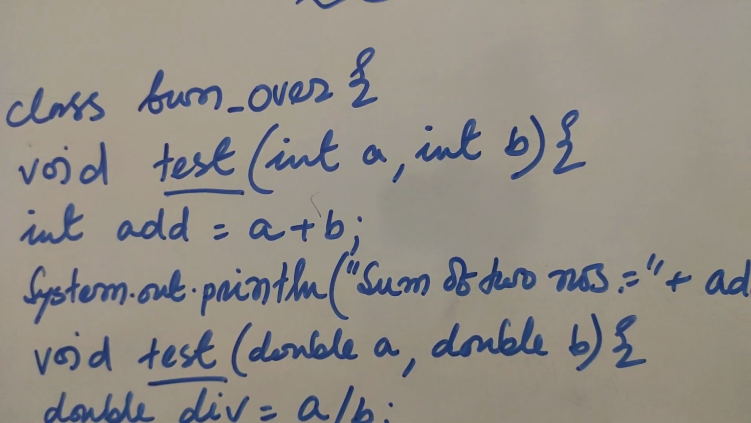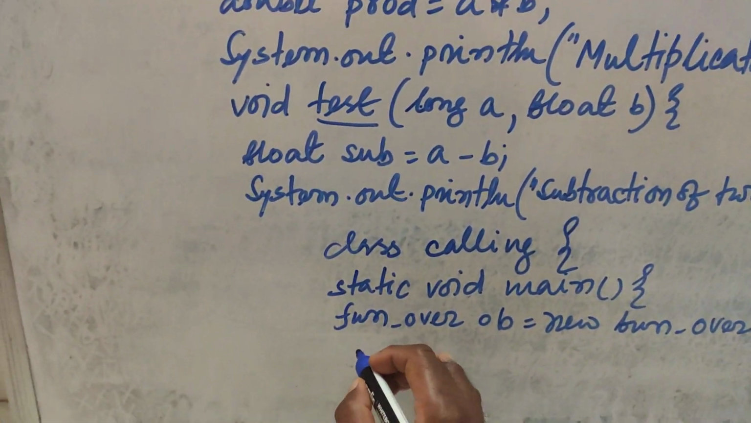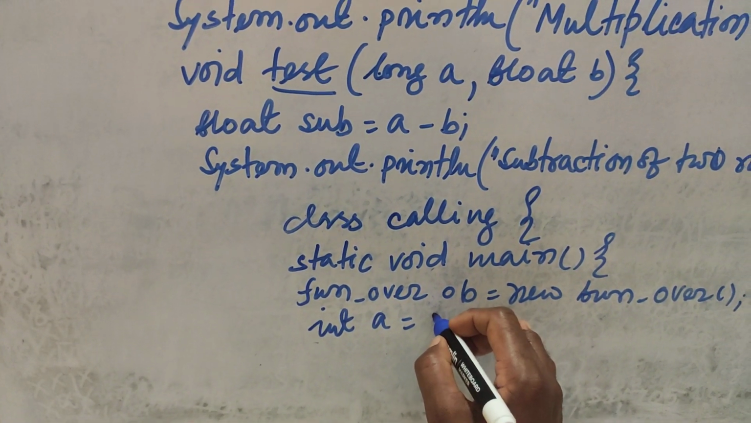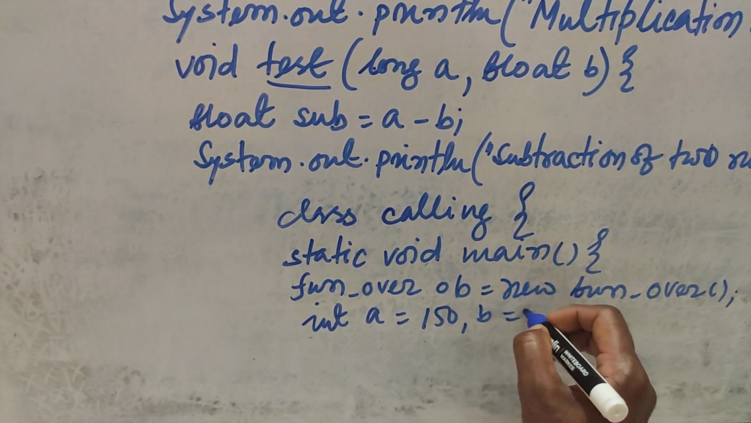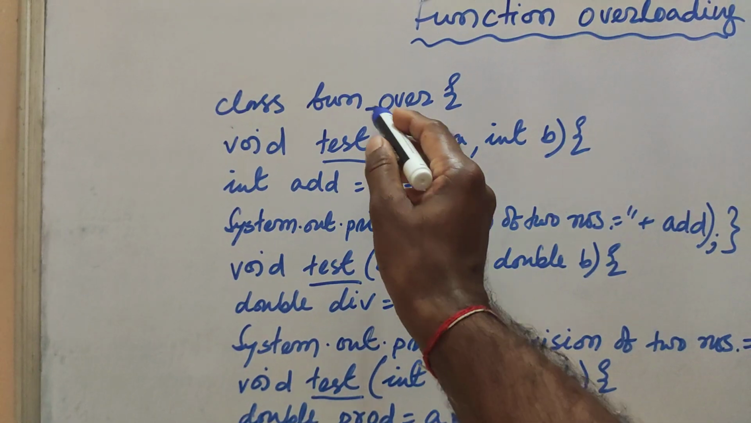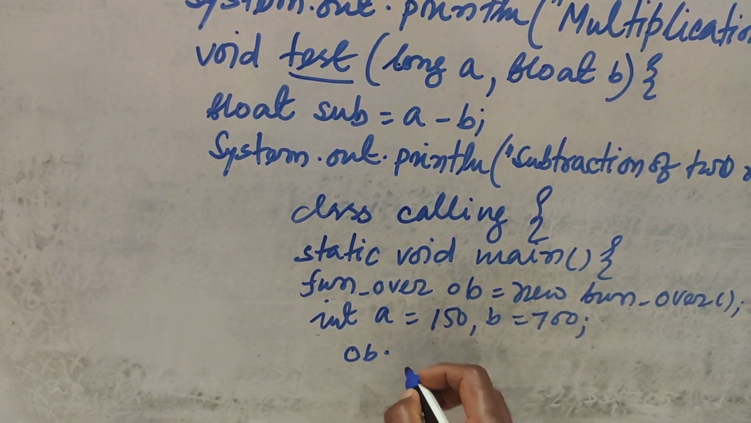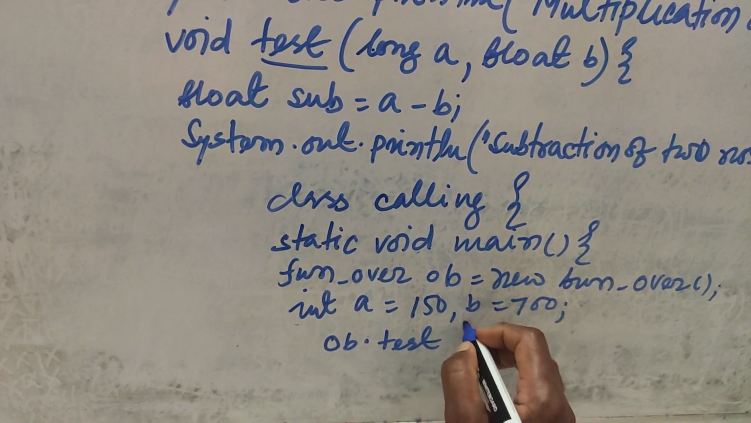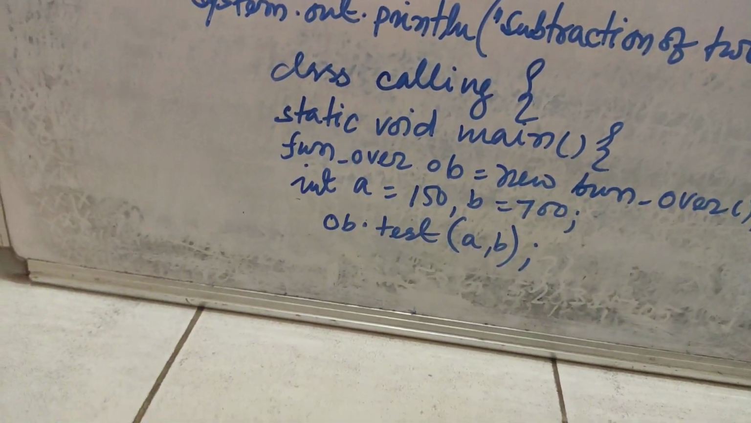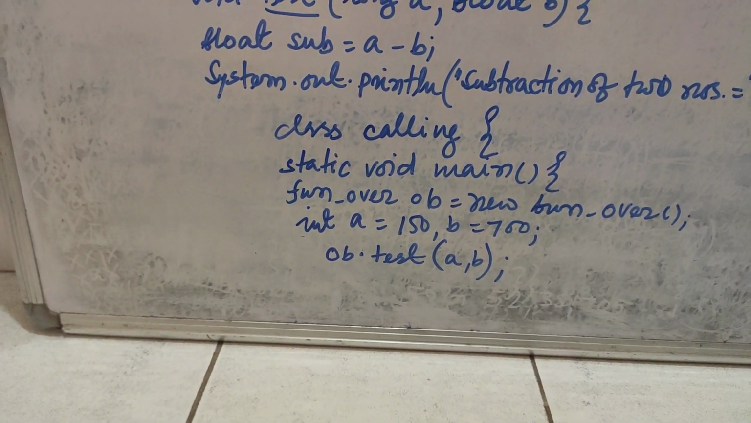Now the first one, if I want to call: both data types are int. So you need to take here, suppose, int a equal to 150, b equal to suppose 700. Then the function's name test, so the object helps us to call it: ob dot test a comma b. Now what will be the result when ob dot test runs? The sum of two numbers will come, that means 850.